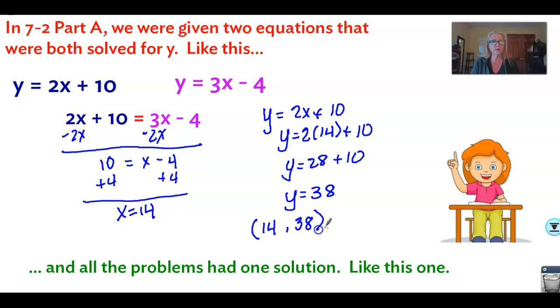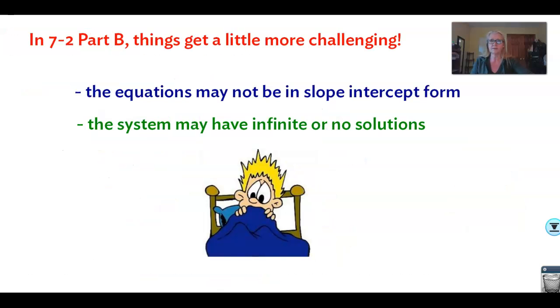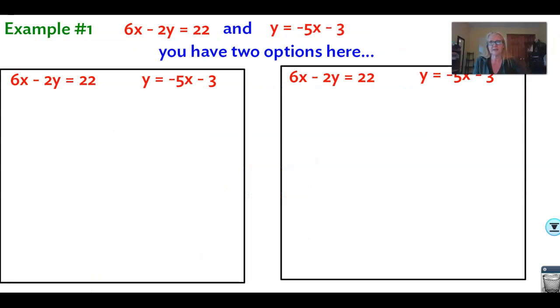It's an xy coordinate point. That's where they would intersect. So all the problems were simple like this one. This week, not so much. This week, the equations, one or both equations may not be in slope-intercept form, and you'll have to put it in there. Or the system could have infinite or no solutions. So that's how we're going to complicate things this week.